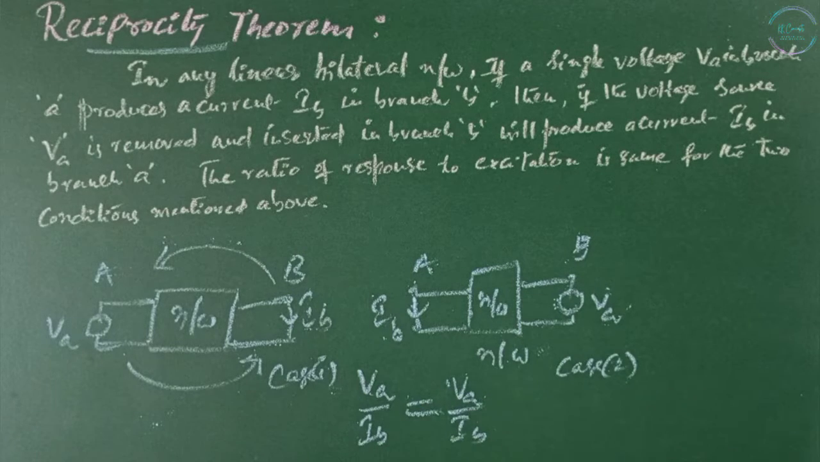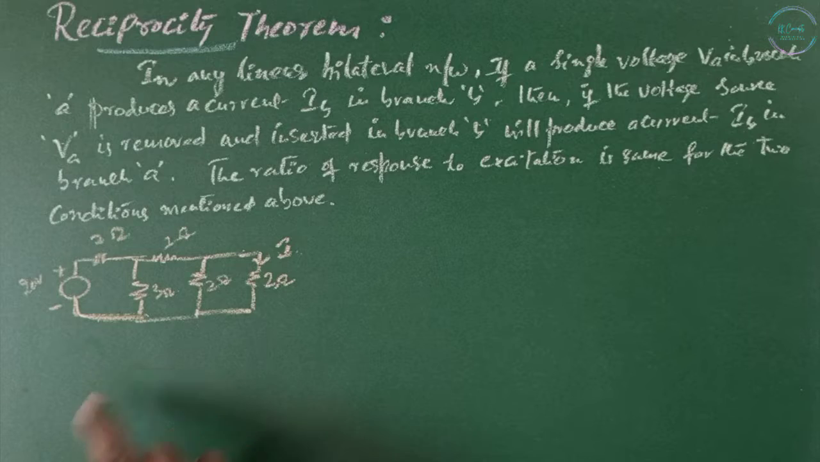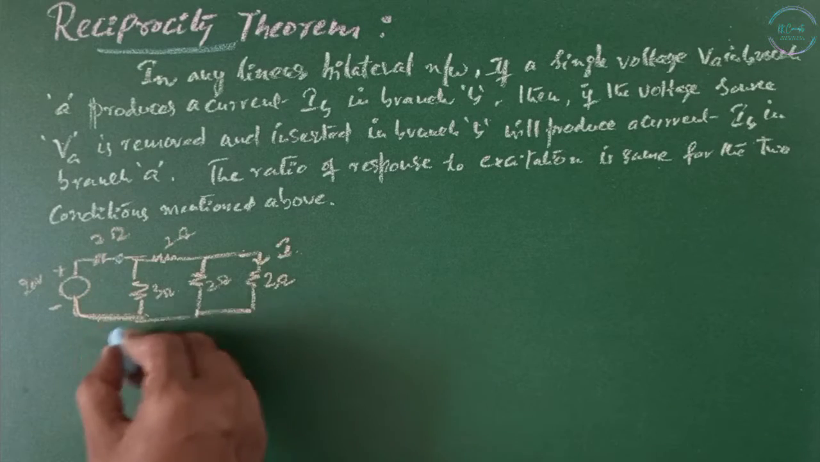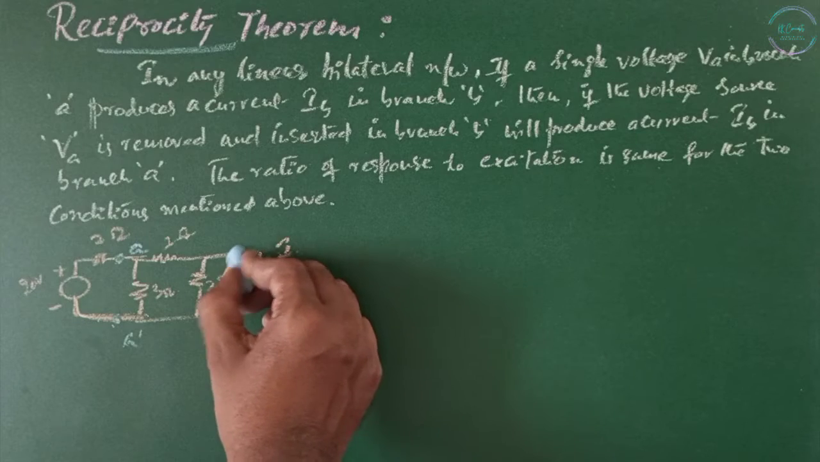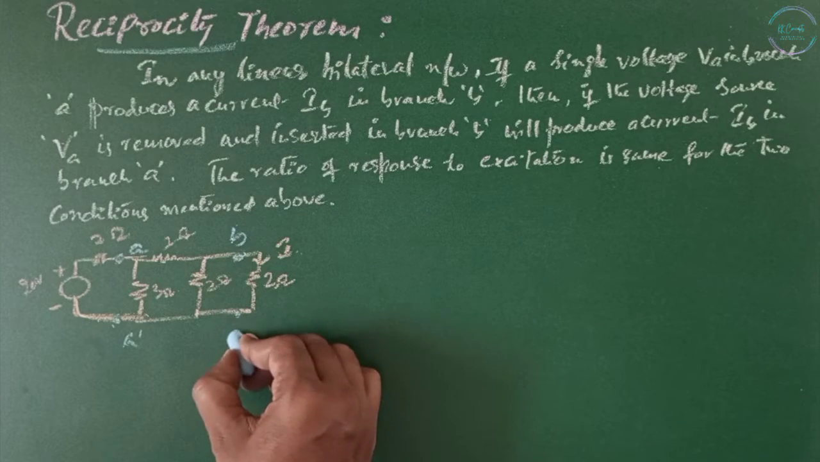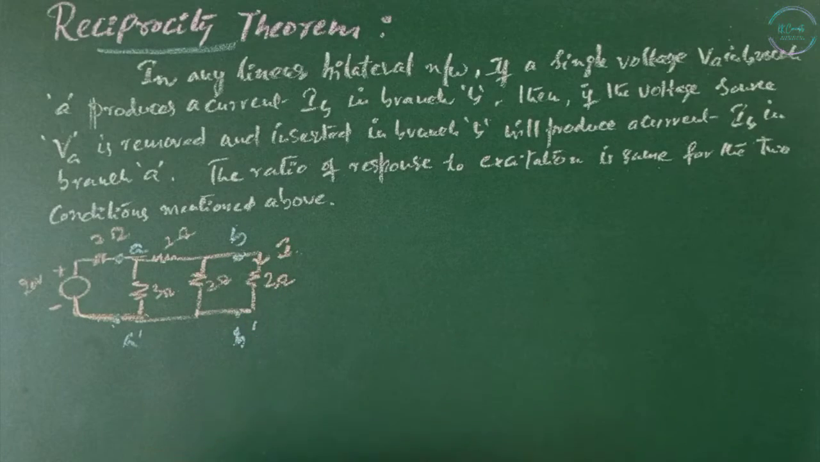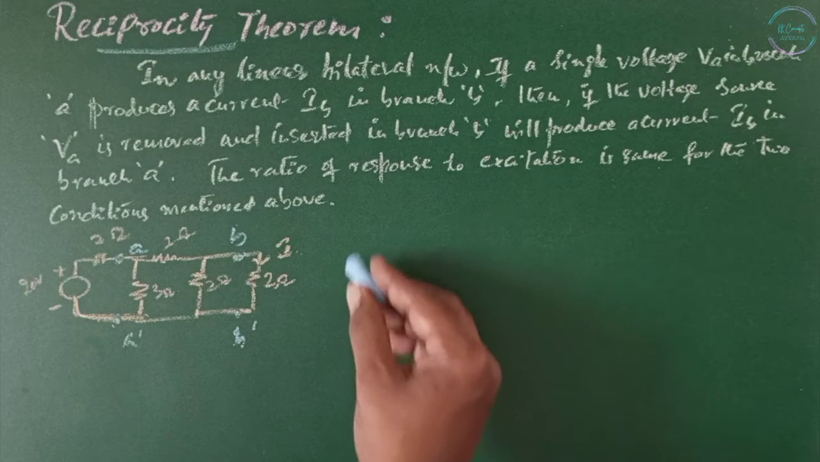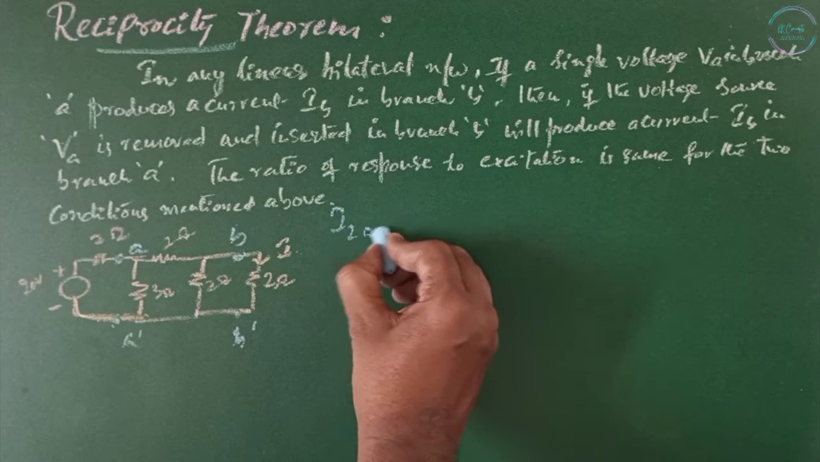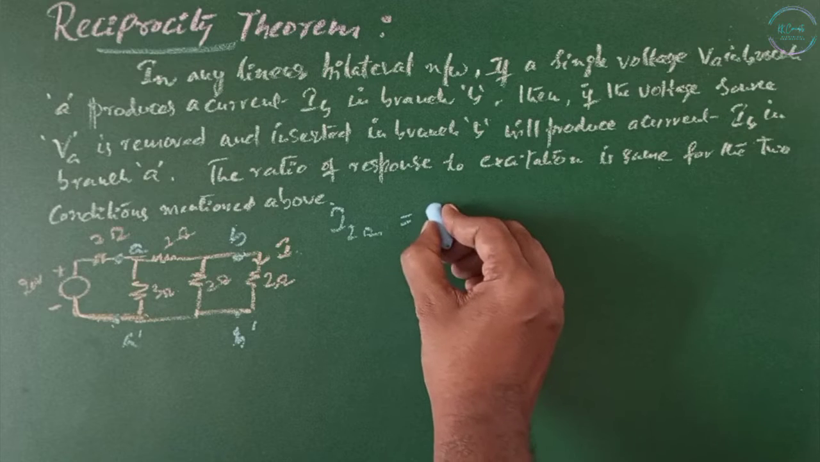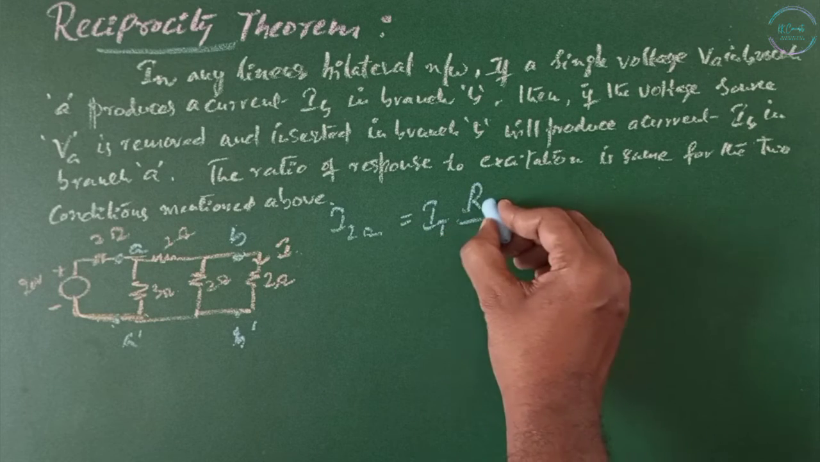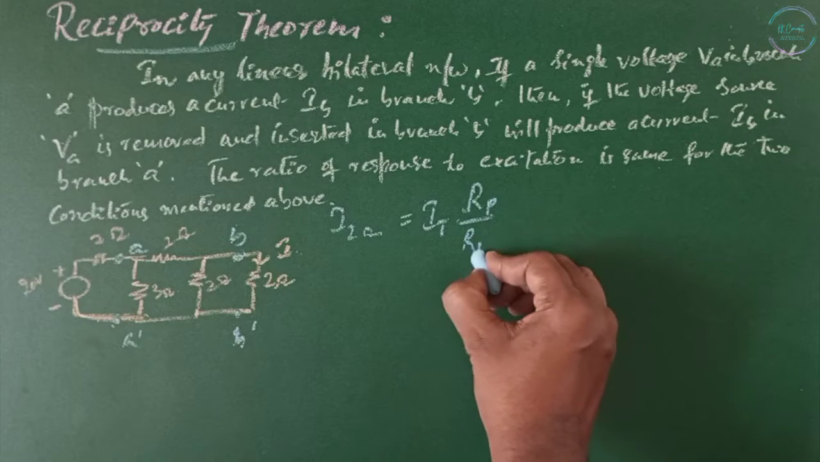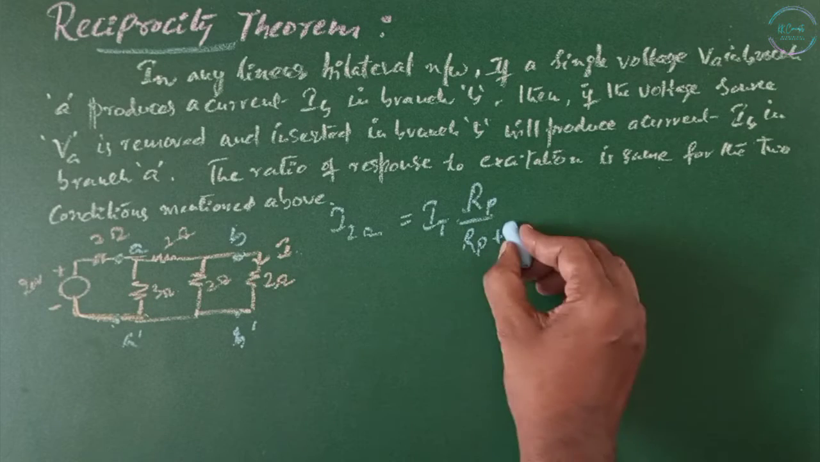Both are the same. This is our network having a 20 volt source across the terminals A dash, and we need to find the response across the 2 ohms at B dash. So first let us find the current through this branch B dash. The current through the 2 ohms is given by the total current multiplied by the parallel branch resistance divided by the parallel branch resistance plus 2 ohms.